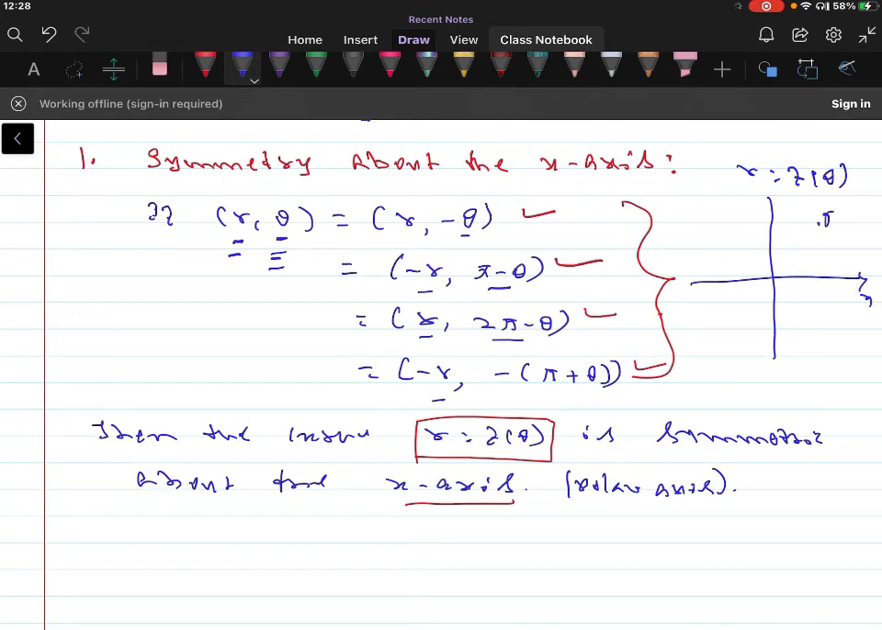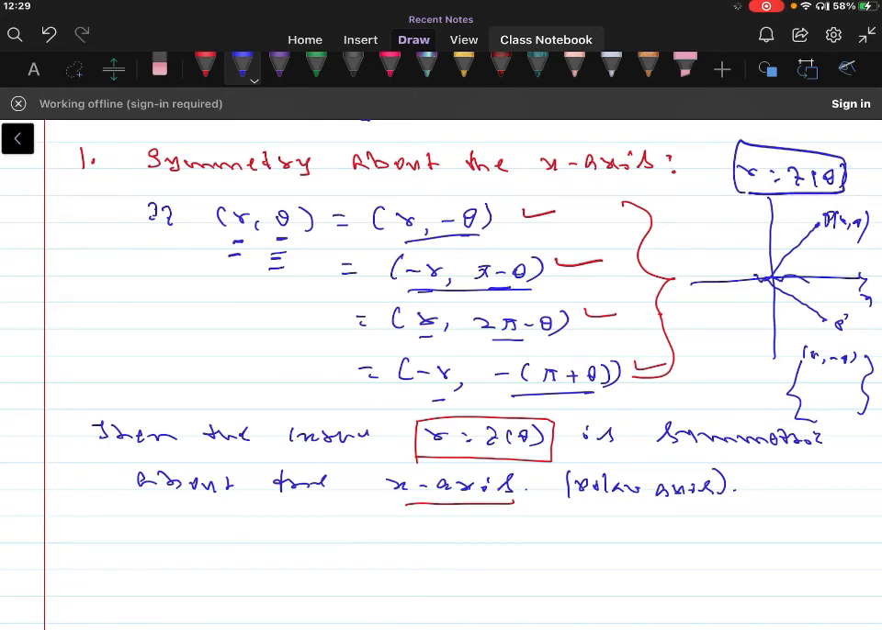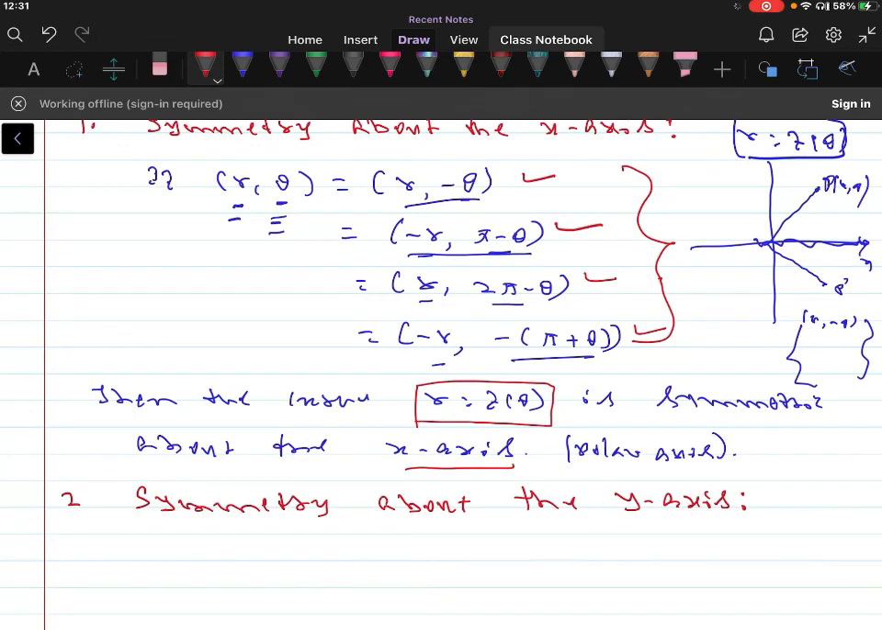Take a point P (r, theta). You can see the image of this point here, that is P dash. So P dash has the point maybe (r, minus theta) or (minus r, pi minus theta) or (r, 2 pi minus theta), otherwise (minus r, minus of pi plus theta). All the 4 points lie in the fourth quadrant. So then we can say that the curve r is equal to f of theta is symmetric about the x-axis.